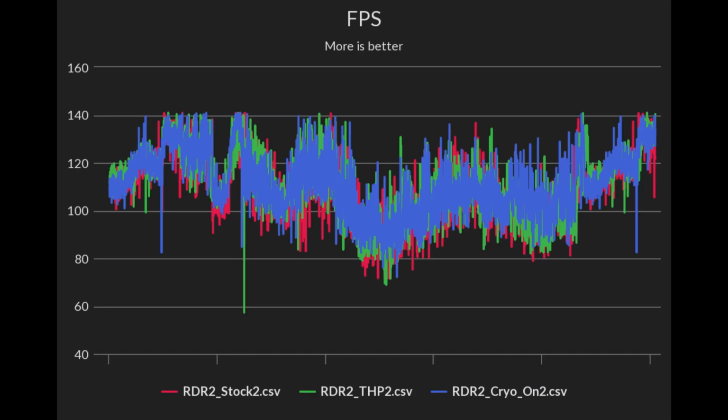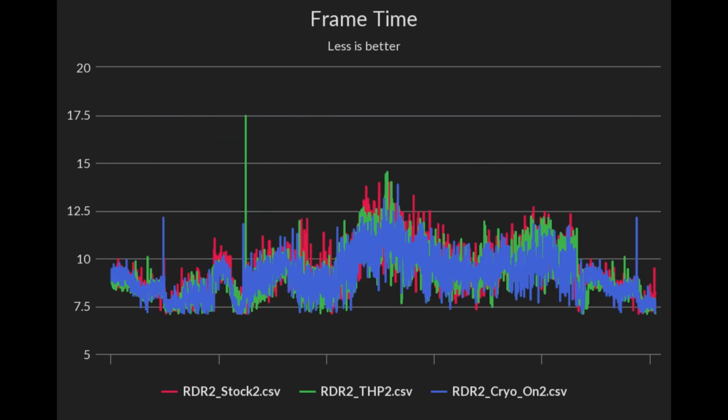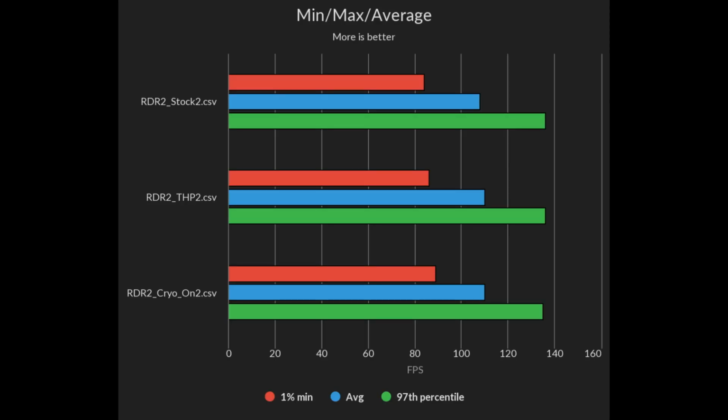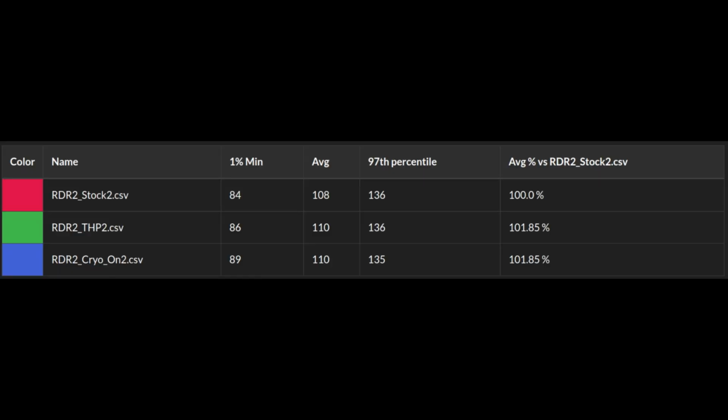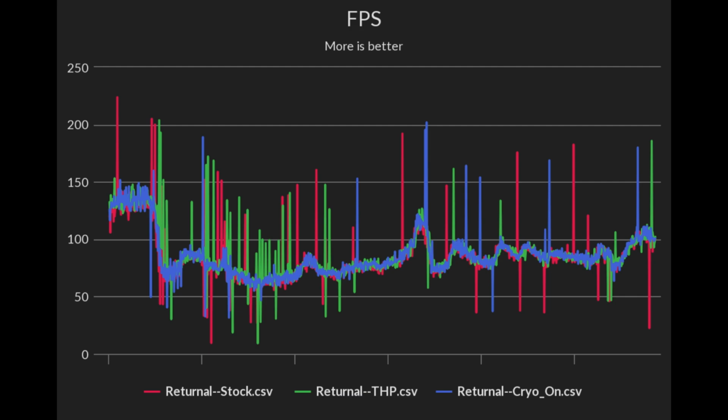First game I tested was Red Dead Redemption 2, as it was mentioned that it might decrease performance. Runtimes look the best on CryoUtilities on, with just THP and stock being slightly higher. Both THP only and Cryo on had almost 2% uplift from stock, with Cryo having a slightly better 1% low than just THP. I also tested Returnal just because it had such a great benchmark tool.